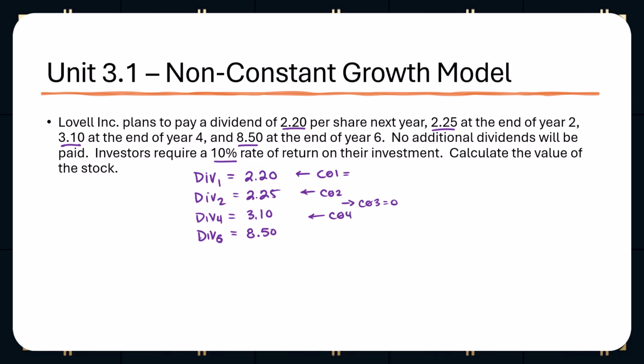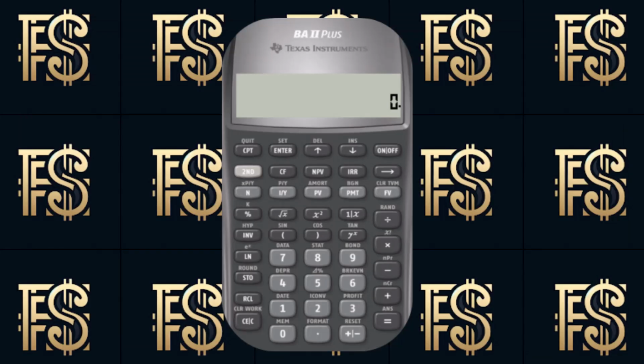C04 will be $3.10. We'll go ahead and make C05 equal to 0. And then C06 will be $8.50. Now we'll go to our NPV worksheet once we enter these cash flows into the cash flow worksheet, and we will set I equal to 10, and we will find the present value of this non-constant set of cash flows.